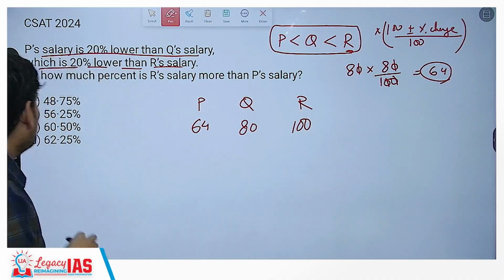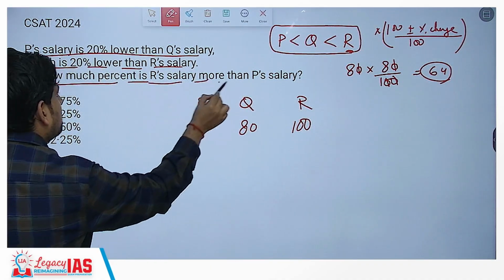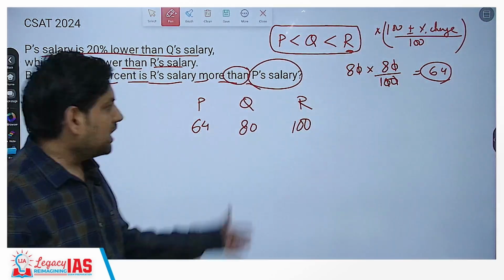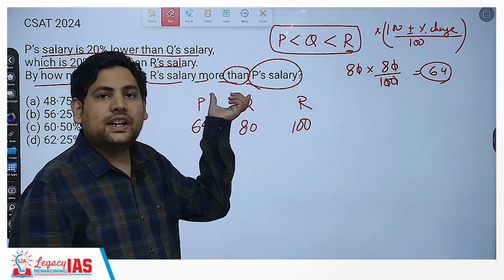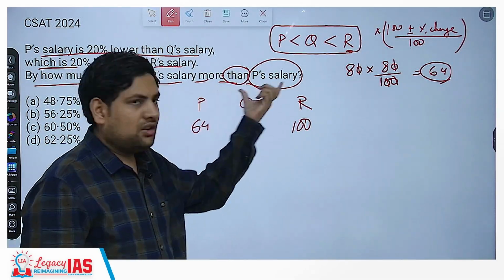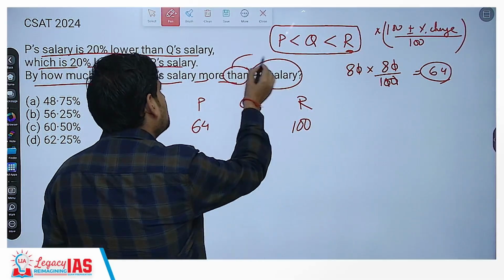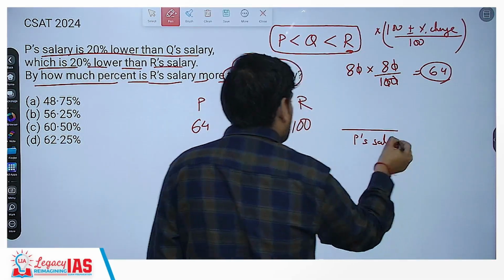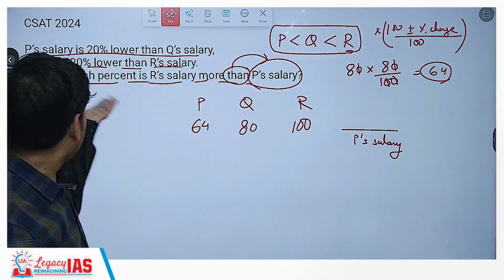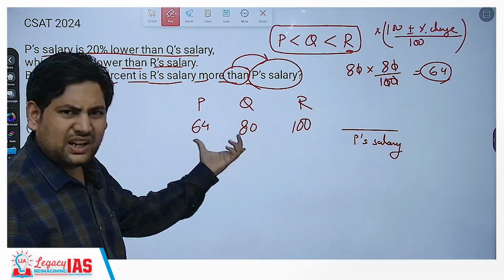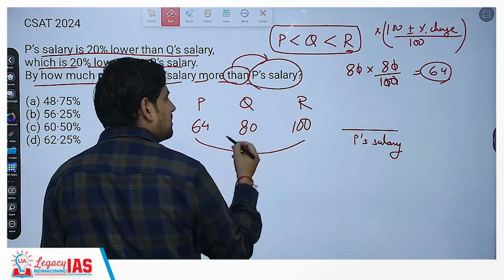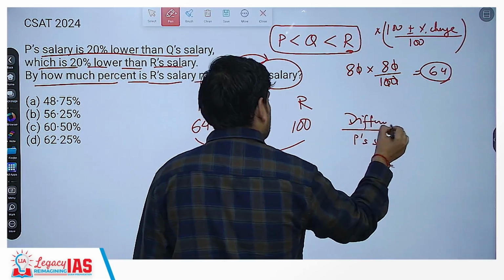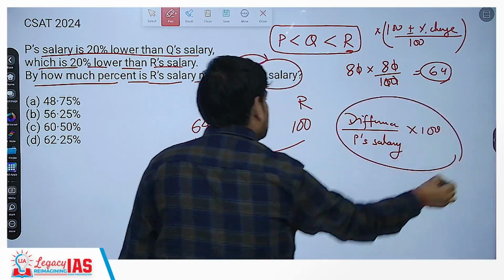Only percentage you need. Now what it asks: by how much percentage is R's salary more than P's salary? Whatever comes after "than", P's salary, becomes your base. You are finding the percentage more or less based on P's salary, so this becomes your denominator. Above, you take the difference between these two, and multiply by 100. This is what you need to find.